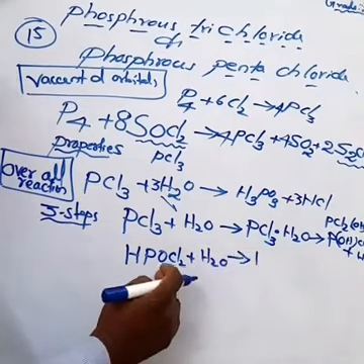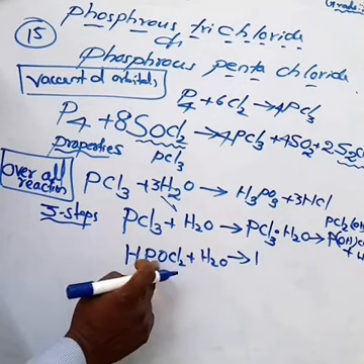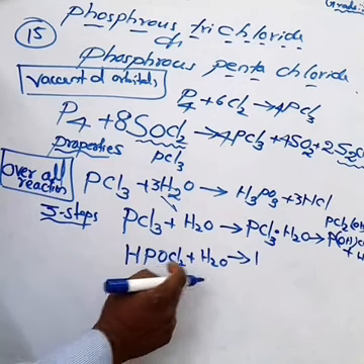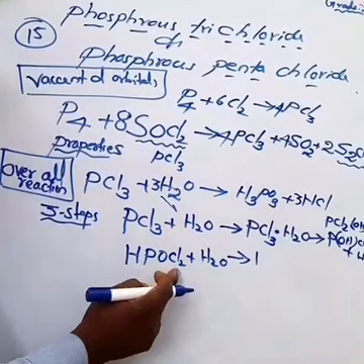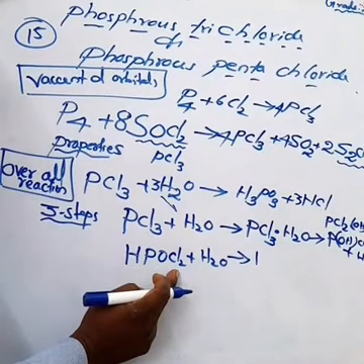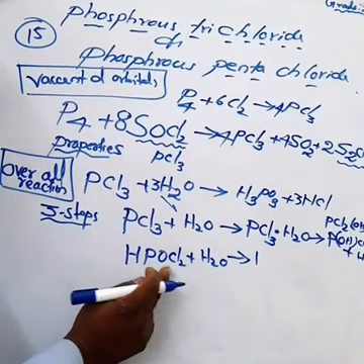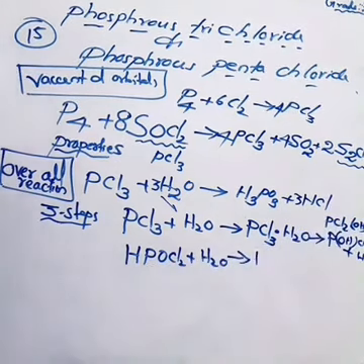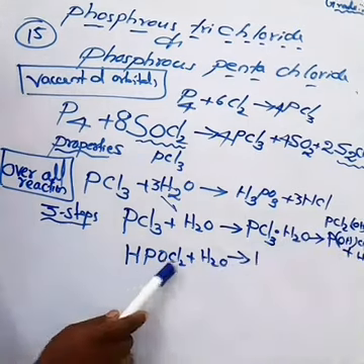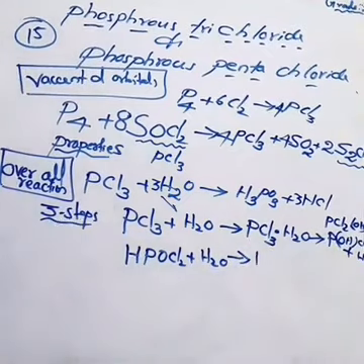This POHCl2, otherwise PCl2OH, can be written as HPOCl2. Can you write that? HPOCl2. That's the same product, okay? Don't get confused. The name of the compound is phosphoryl chloride.